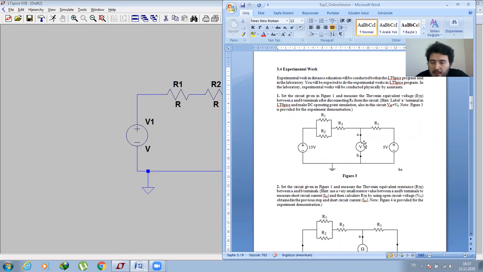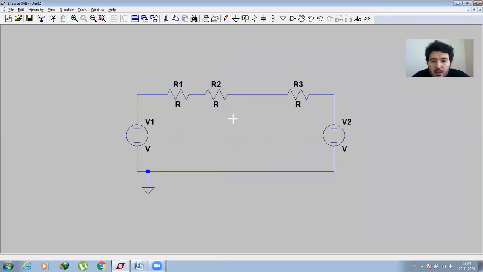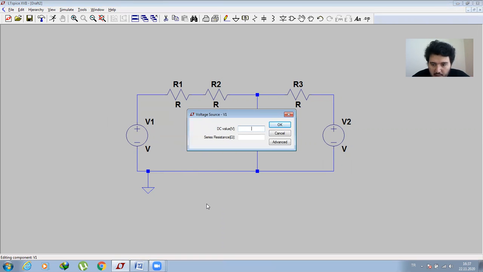So I need to measure the Thevenin voltage and current between this node A and B. For measuring the voltage from this one, I'm also adding this resistor here. So I complete my circuit. So let's assign values for the example circuit.